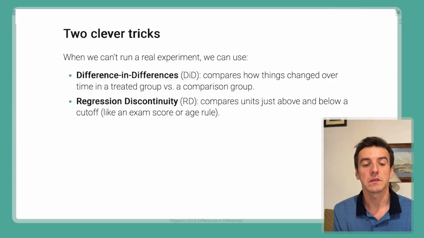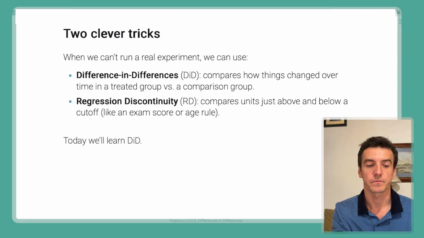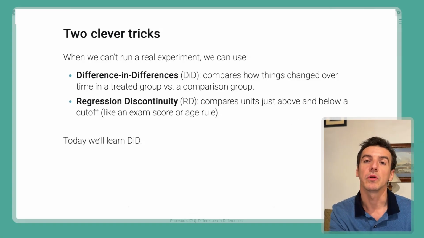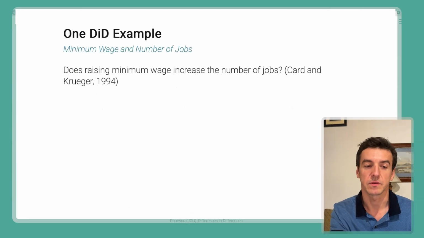So differences in differences is a methodology that compares how things changed over time in a treatment group and in a control group. Regression discontinuity design compares units just above and below a threshold in order to investigate the impact of a policy on an outcome. Today, however, we'll stick to differences in differences.